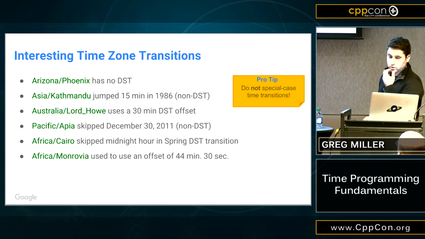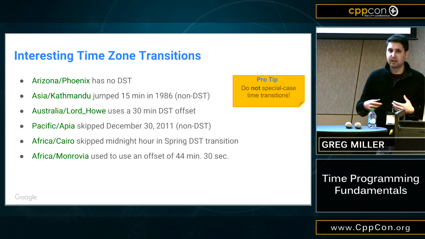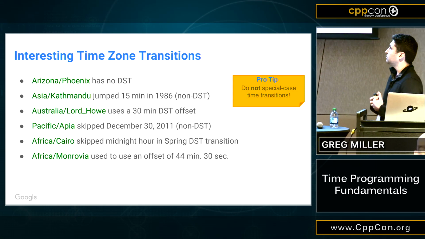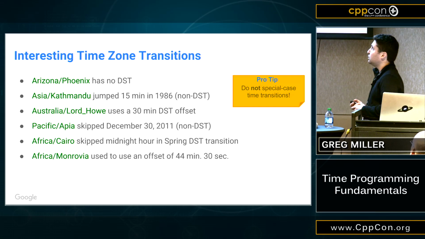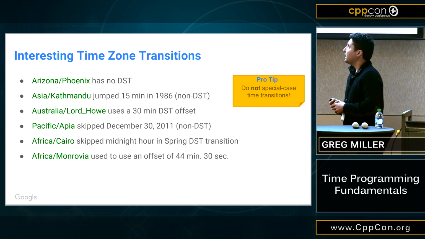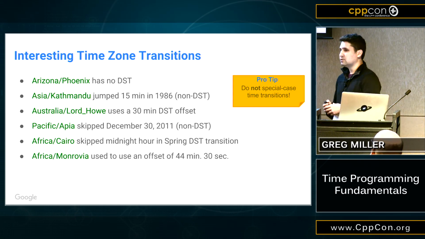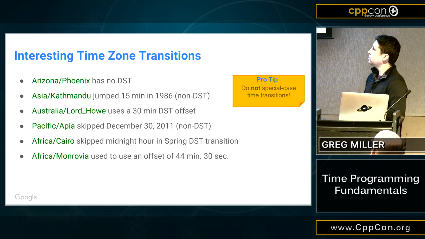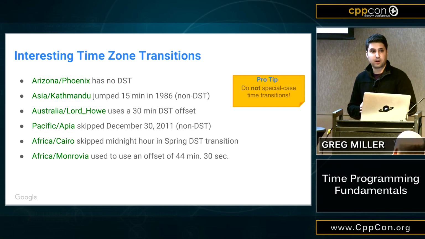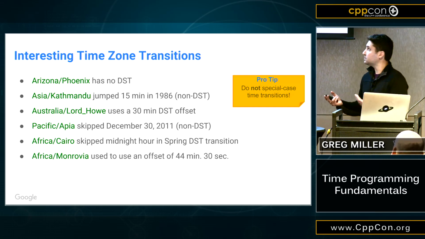Now, some interesting time transitions. We'd like to think that time transitions happen like daylight savings time is an hour, spring forward, fall back. That's really not how it always works. For instance, in the United States, even the America/Phoenix time zone doesn't use daylight savings time. Asia/Kathmandu jumped 15 minutes in 1986, and that was not because of daylight savings time. So you can have time transitions that are not because of daylight savings time. In Australia, Lord Howe uses a 30-minute daylight savings time offset. So even if you think that daylight savings time is in effect, it's not always 60 minutes.